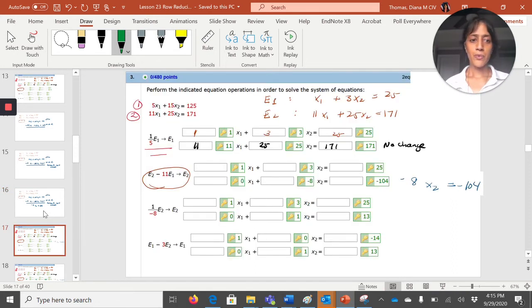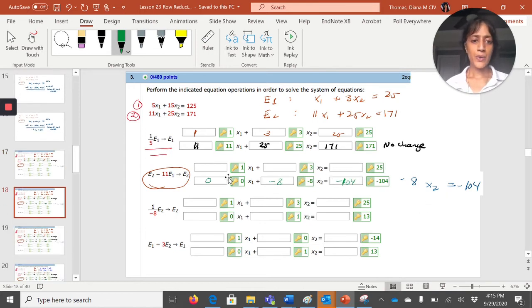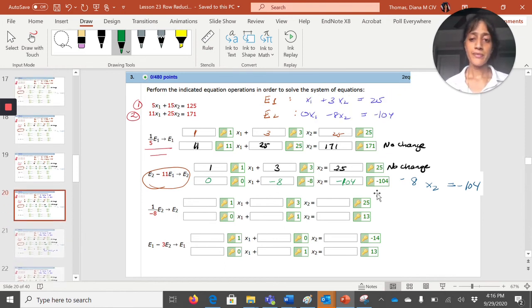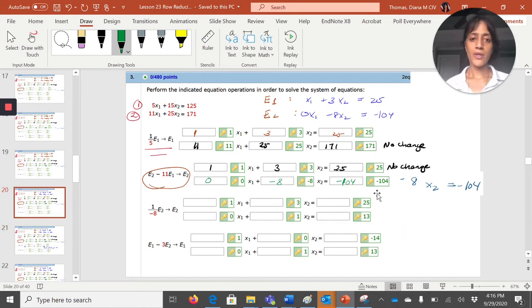So right here you see I have -8x2 is equal to -104. There's no x1 in that equation, so its coefficient is 0. The coefficient of x2 is -8, and the right-hand side is -104. The top equation, E1, stays the same because I didn't do anything to alter E1. I was asked to alter E2. All right, so next one.